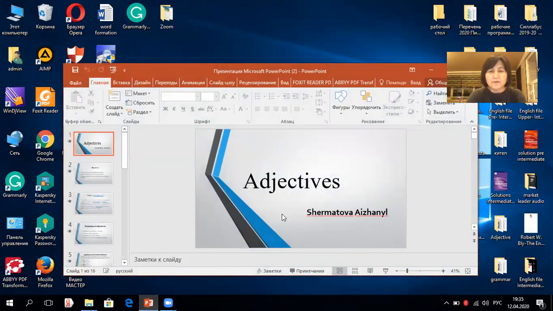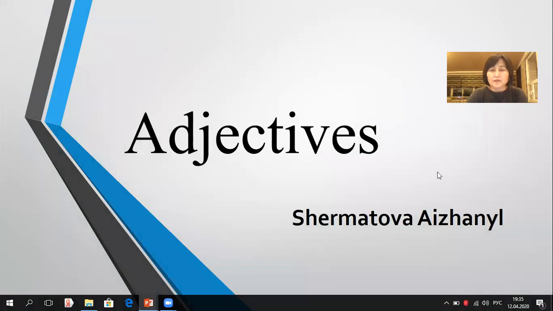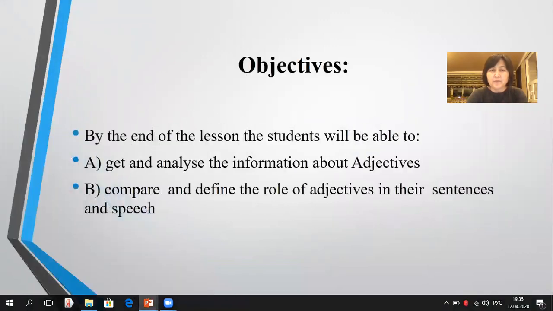Before starting the lesson, first let's define the objectives of the lesson. My objectives for today's lesson: by the end of the lesson, the students will be able to: A. Get and analyze the information about adjectives. B. The students will be able to compare and define the role of adjectives in their sentences and speech.